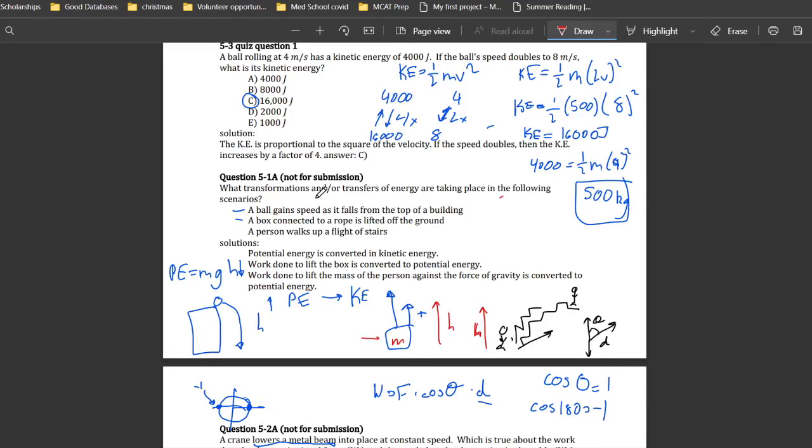And that is the last question we have. So just to summarize, the first one, the ball falling, we have potential energy being converted into kinetic energy. The second one, the work done to lift the box is converted into potential energy. And then the third one, work done to lift the mass of the person against the force of gravity is converted into potential energy. So you are exerting a force to overcome the force of gravity, and by doing so, you are increasing your potential energy because you now are higher.